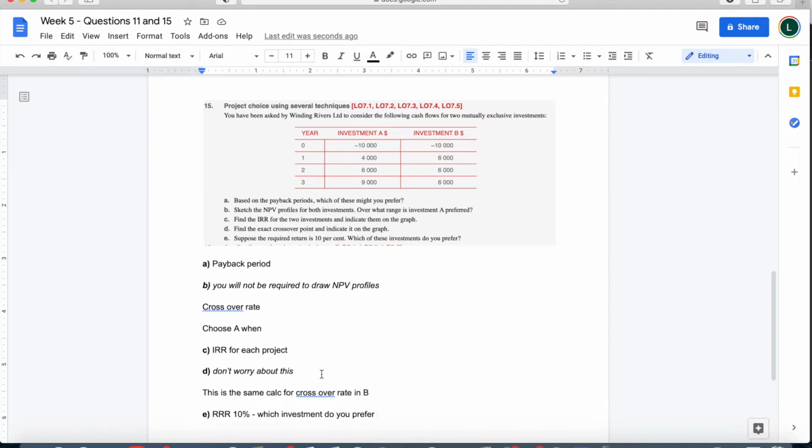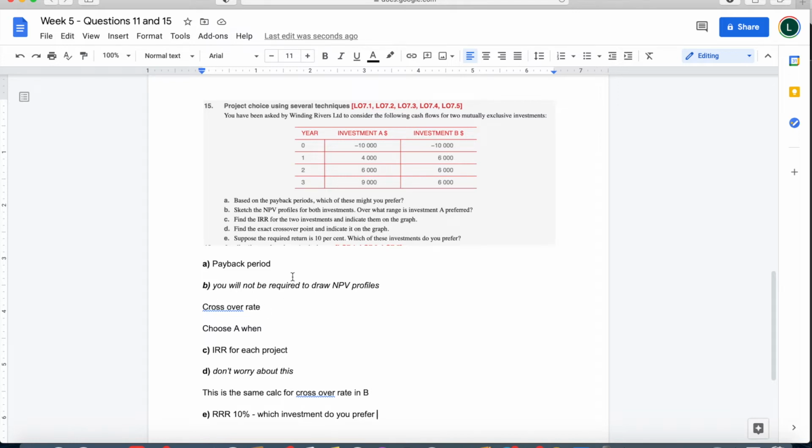But let's have a read of the question. You've been asked by Winding Rivers to consider the following cash flows for two mutually exclusive investments. Again, this is very much like question 11, but it's breaking it down into different sections and different calculations. So there's our cash flows there.